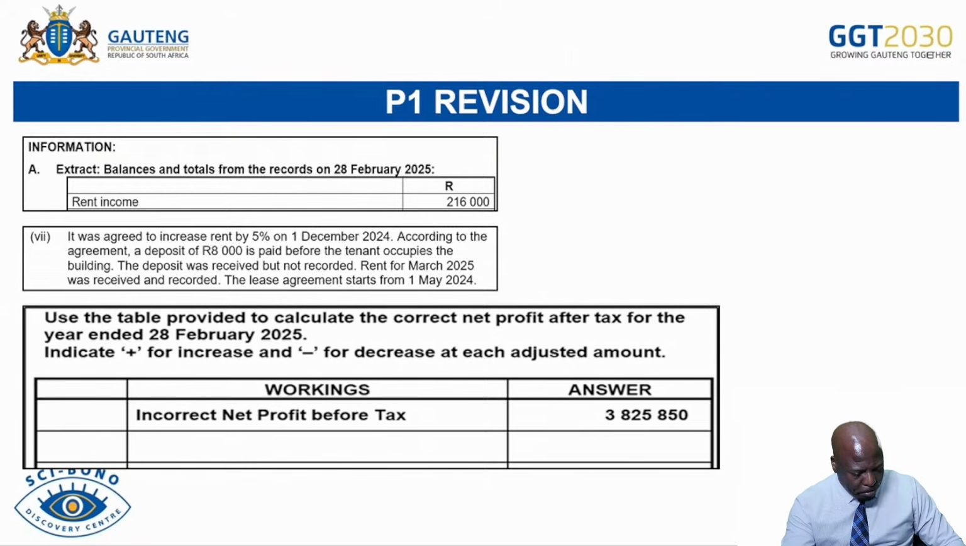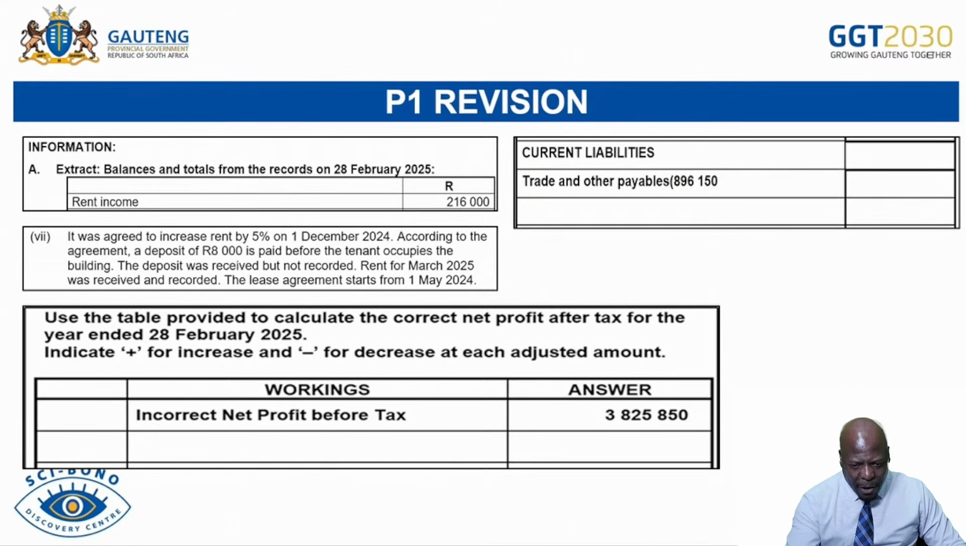Rent income. Same thing. We're going to record it into 2 places. It was agreed to increase rent by 5% on the 1st of December 2024. There are many rent adjustments. You need to expose yourself to these different kinds of rent adjustments.